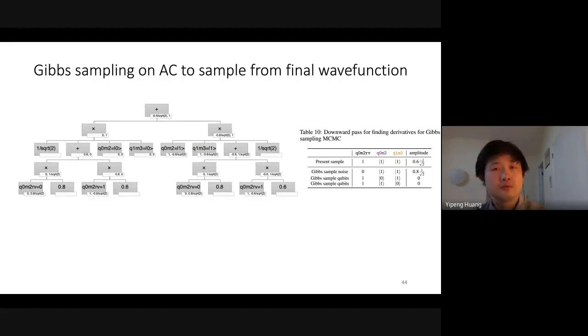this overview of using arithmetic circuits so far?